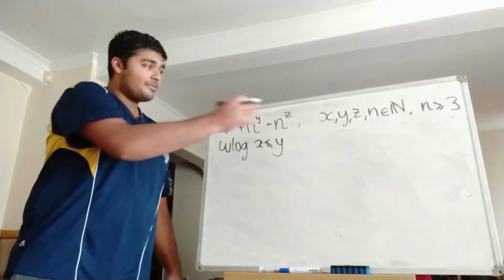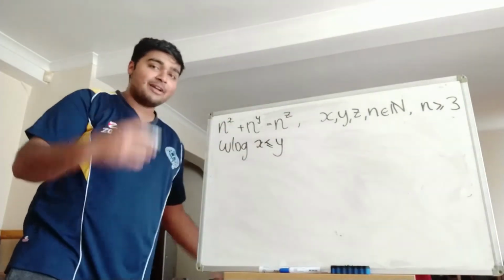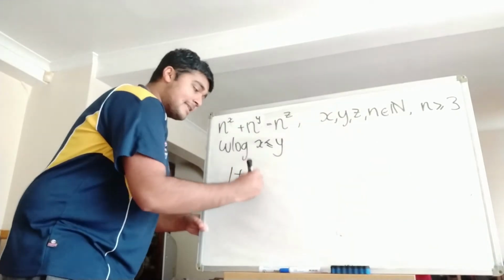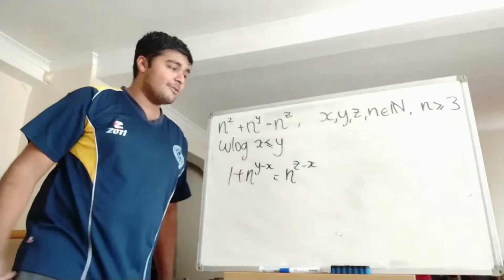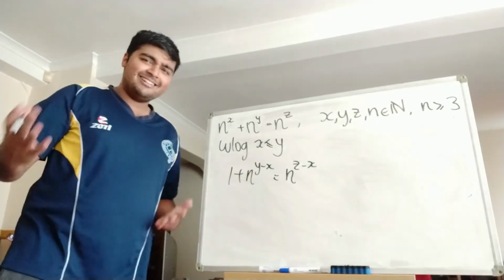Then what I can do is divide this equation by n to the power of x. If I divide the whole equation by n to the power of x, I get 1 plus n to the y minus x equals n to the z minus x. And hopefully you can see that this is kind of problematic.